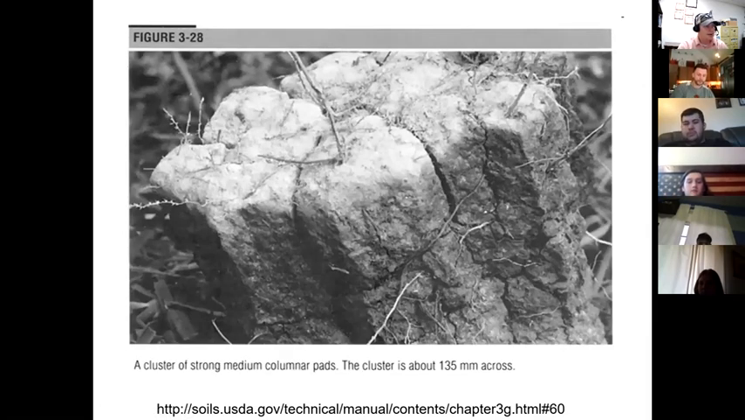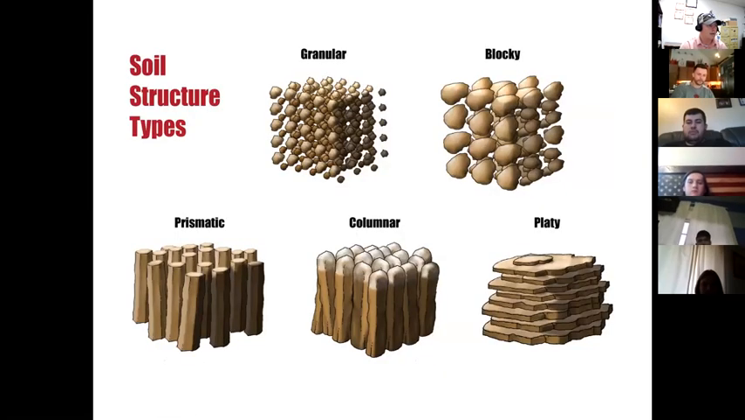This, on the other hand, okay, we're looking at surface soil right here, and it's formed itself into this columnar structure. All right. Now, if we're talking about these and we're talking about water movement, if you guys had to guess, which one of these would cause water to move through it the fastest?